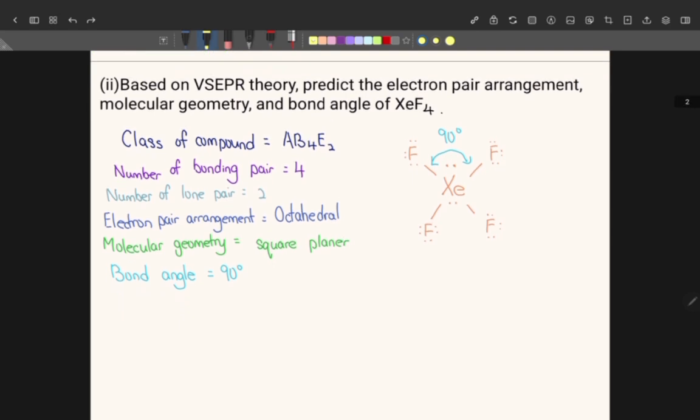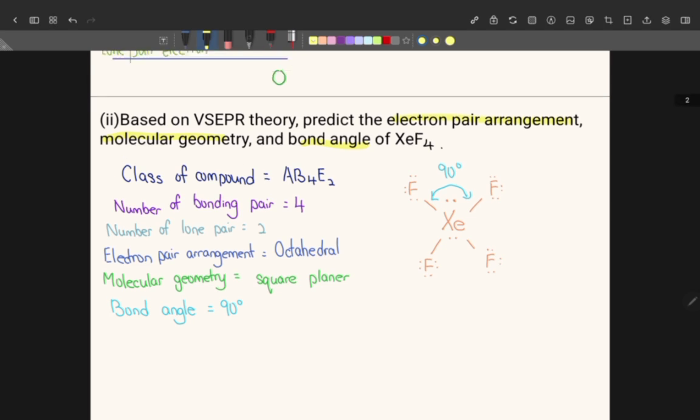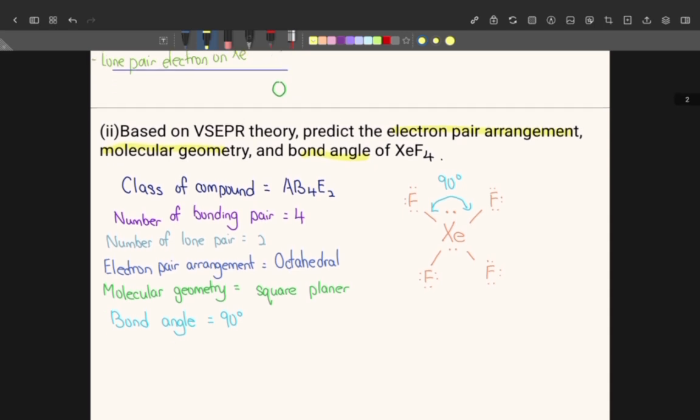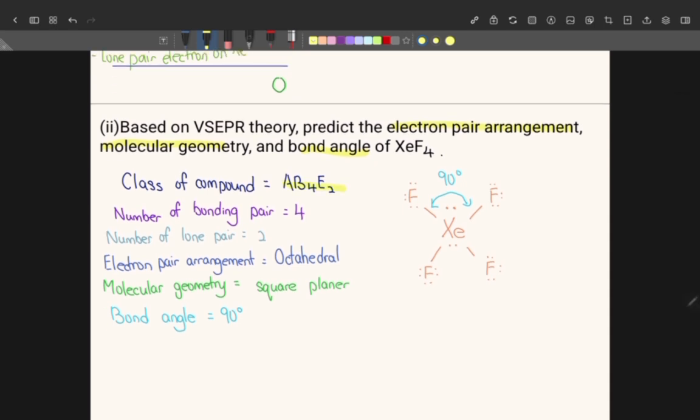Next, based on VSEPR theory, predict the electron pair arrangement, molecular geometry, and bond angle of XeF4. So first, we want to know the class of compound. The class of compound is AB4E2. Why? Because it has 4 bonding pairs here, and the central atom has 2 lone pairs. 1, 2. So in total we have 6 electron pairs.